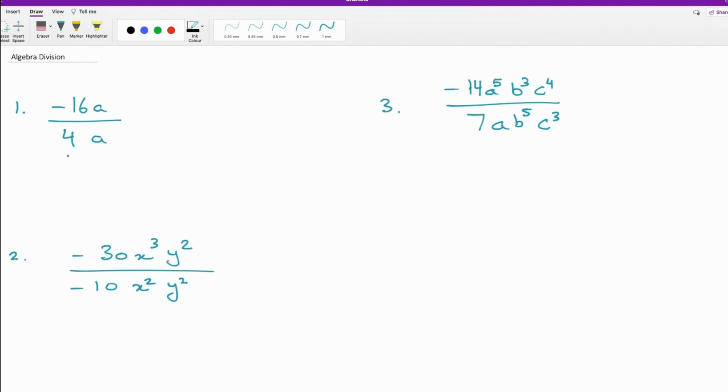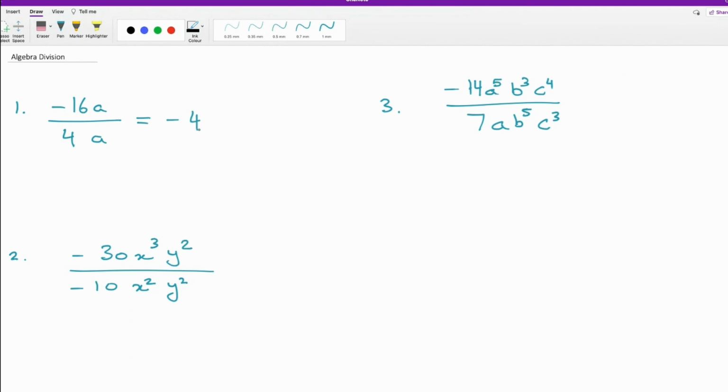starting with our signs, we can see that we have a negative on the top and a positive on the bottom, shown by the gap over here. A negative divided by a positive will give you a negative answer. So let's input that over here straight away so that we don't forget. The second step is having a look at our numbers. 16 divided by 4 gives us an answer of 4.